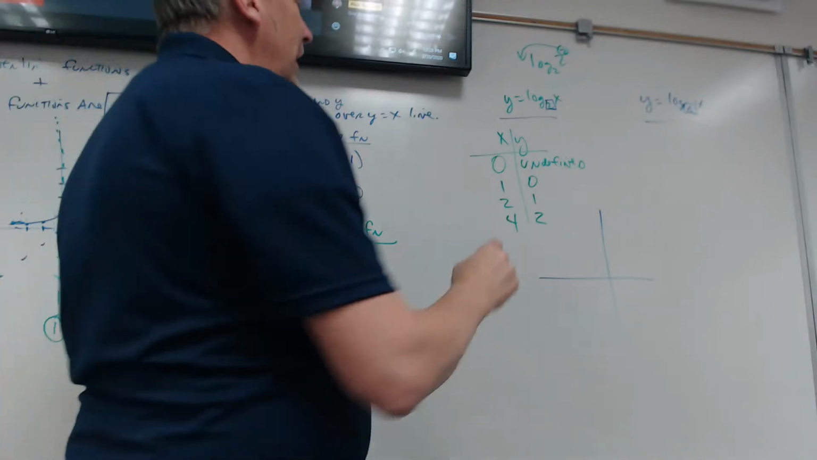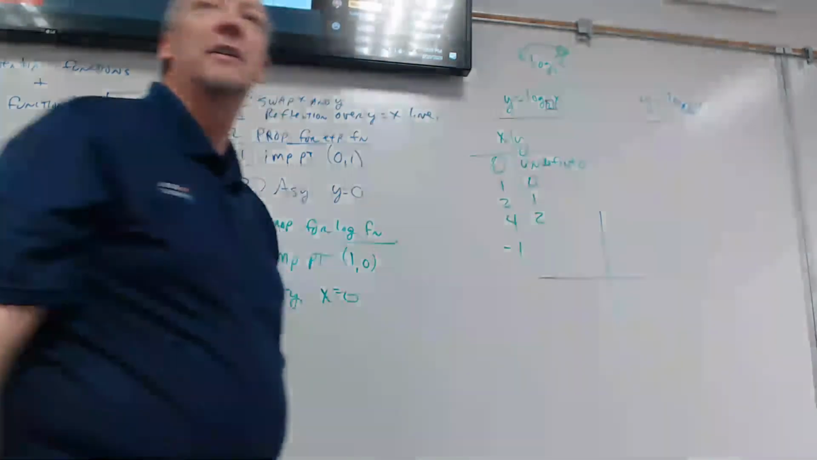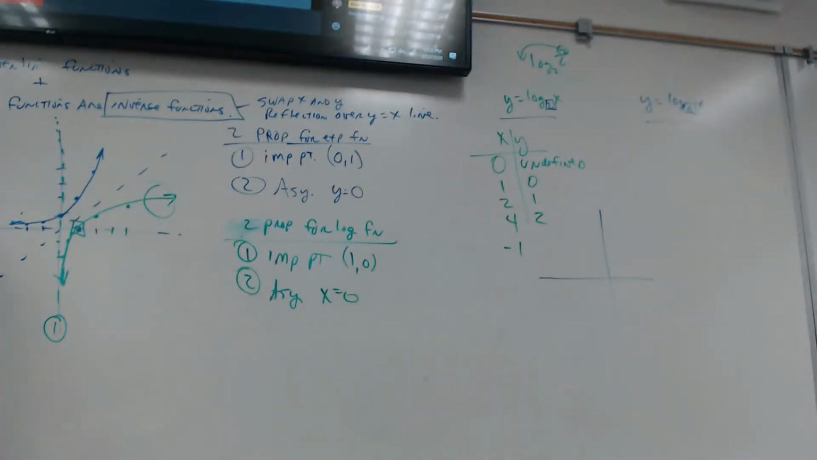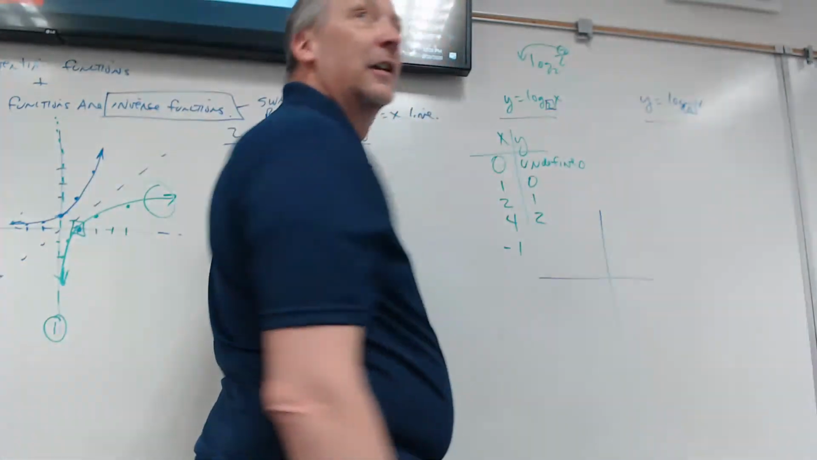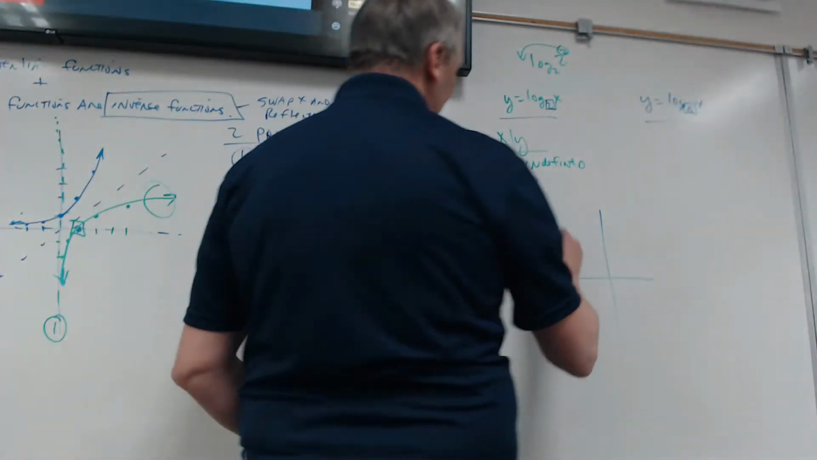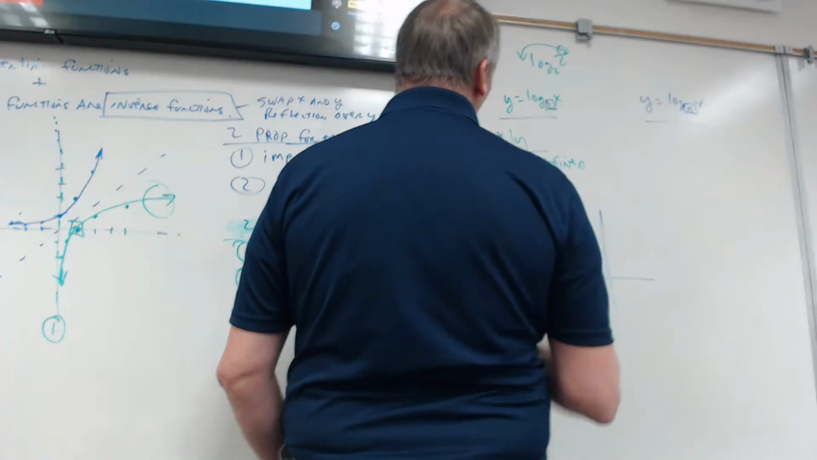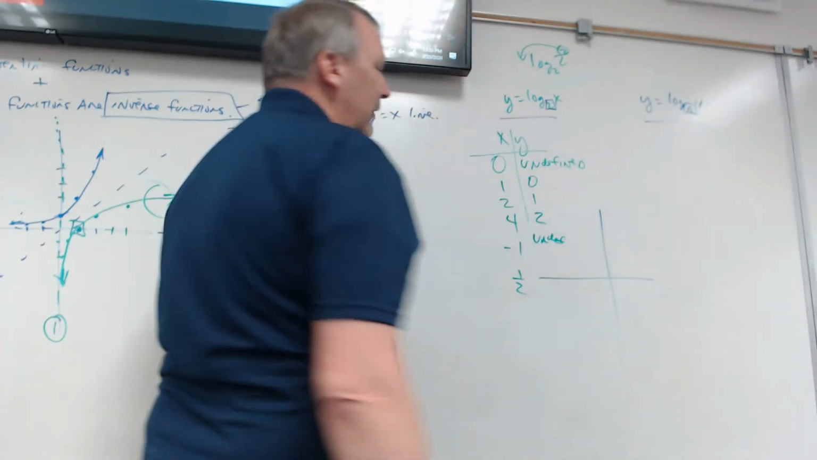How about -1? Would that be a good one to pick? Usually we try to go with integers, right? Is -1 a good one? It's on the other side of the asymptote, so that would not be a good choice. What is the log of -1? Also undefined. What about 1/2? What's the log of 1/2?